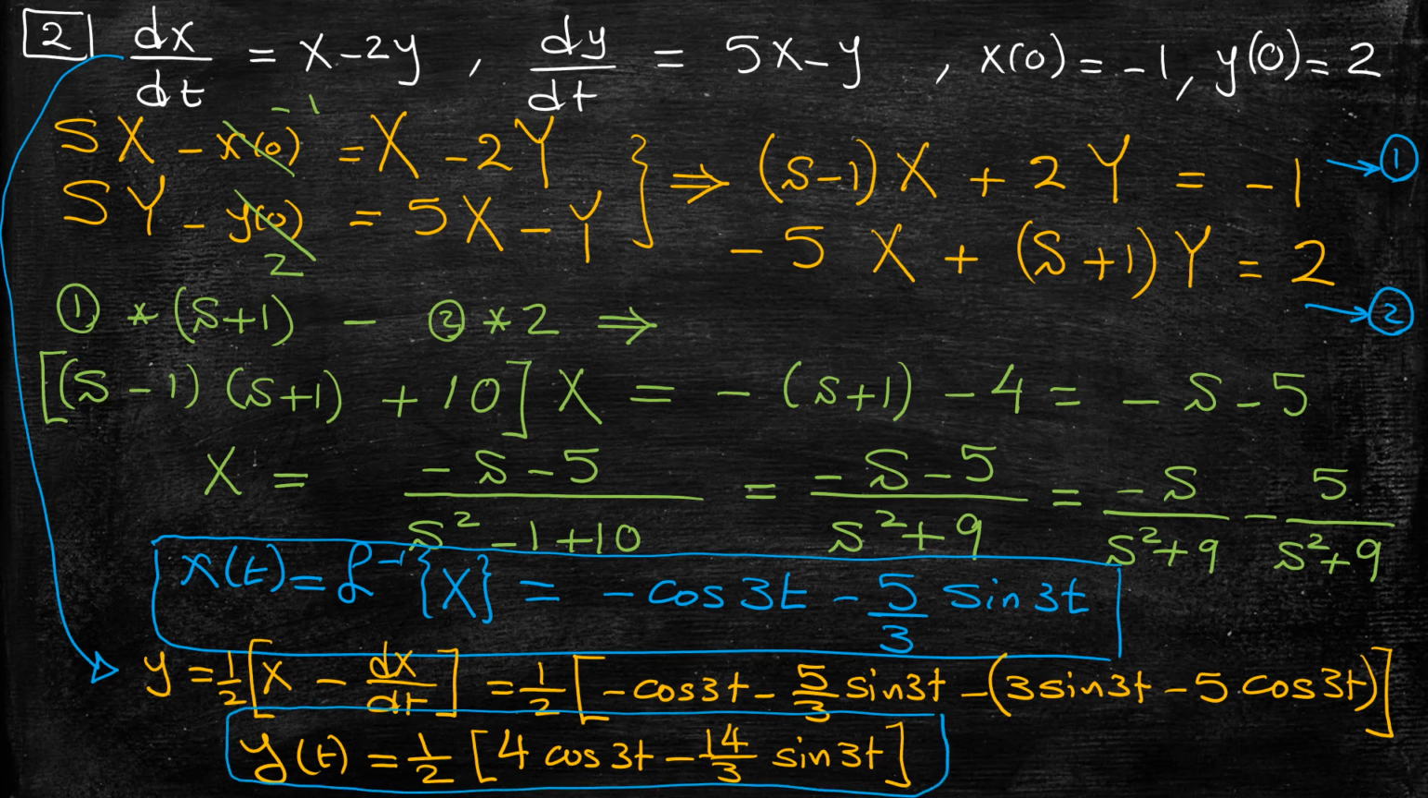The simple check as usual. What is the value here of x of 0? For sure sine will be 0, so we end up with cosine equal to 1, so it will give you minus 1. And what's the value of y of 0? Simple substitution, sine will be 0, and we'll end up with 4 cosine divided by 2. 4 divided by 2 is equal to 2. And again, it's correct.